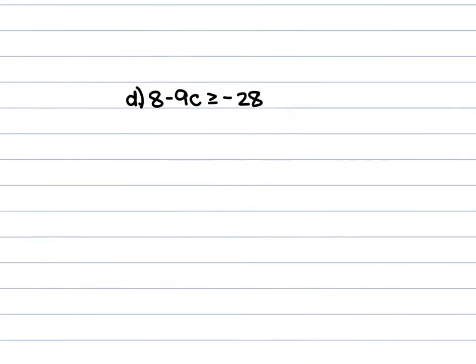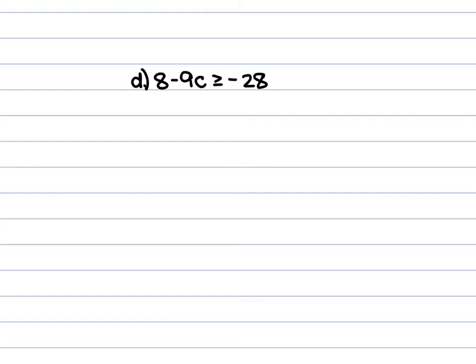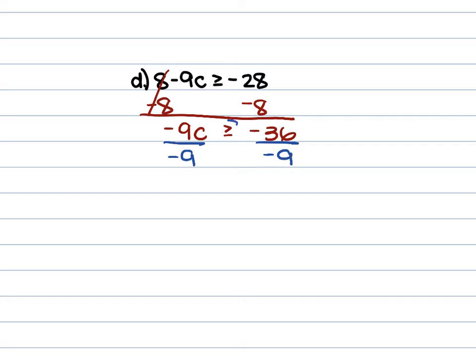In D, we have 8 minus 9c is greater than or equal to negative 28. So we're going to subtract 8 from each side. This is going to leave us with negative 9c is greater than or equal to negative 36. We then divide each side by that negative 9. Because we are dividing by a negative on both sides, our inequality sign switches. So c is less than or equal to a negative divided by negative is a positive 4.